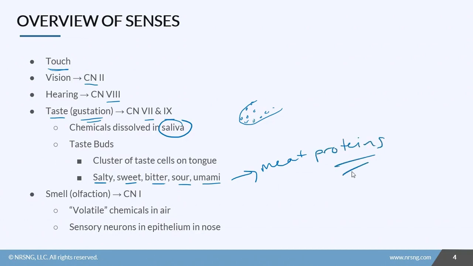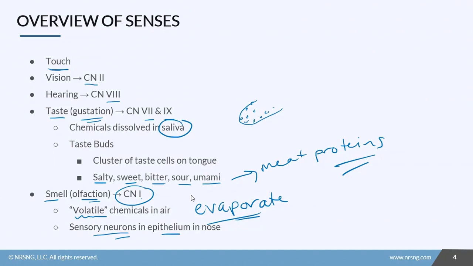So the 5th sense is smell or olfaction, and that's controlled by cranial nerve 1, which is the olfactory nerve. And basically what happens is we have volatile chemicals in the air, and all that really means is that they evaporate, and so we're able to breathe them in. So volatile chemicals in the air come into the epithelium in our nose, and those sensory receptors detect them and send that signal up through the olfactory nerve into our brain so that we can interpret it.